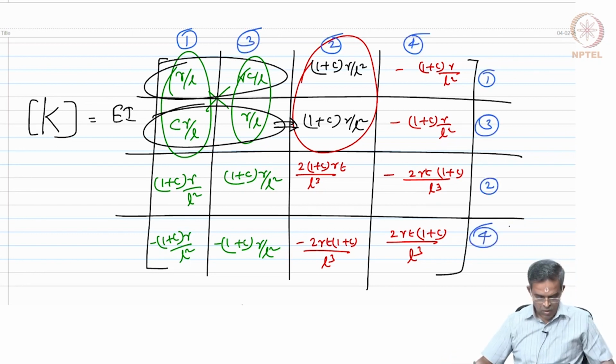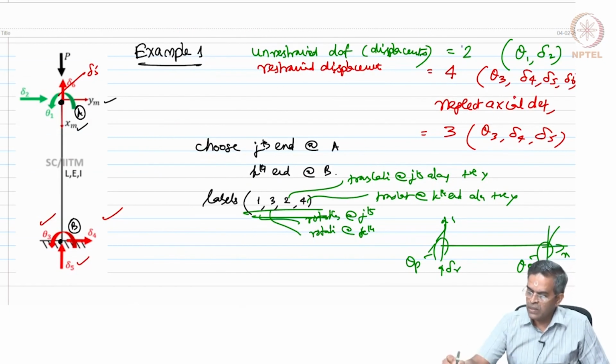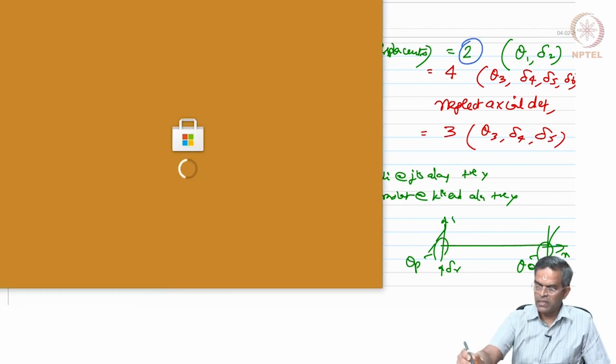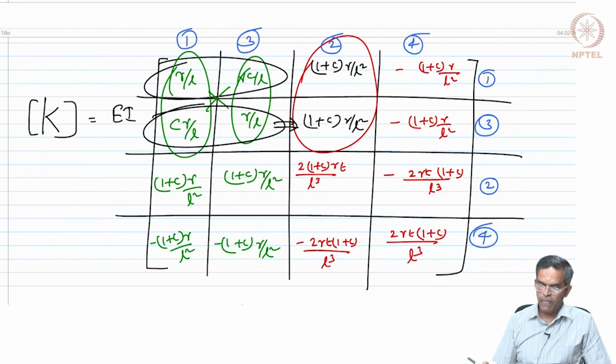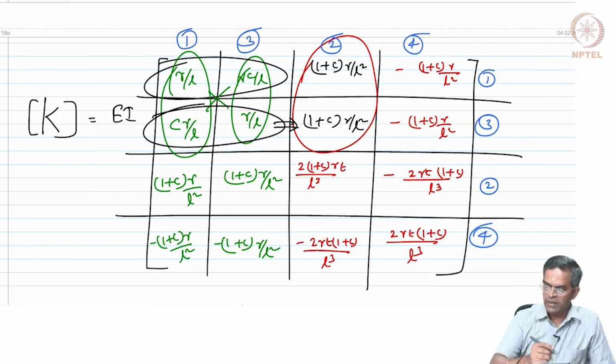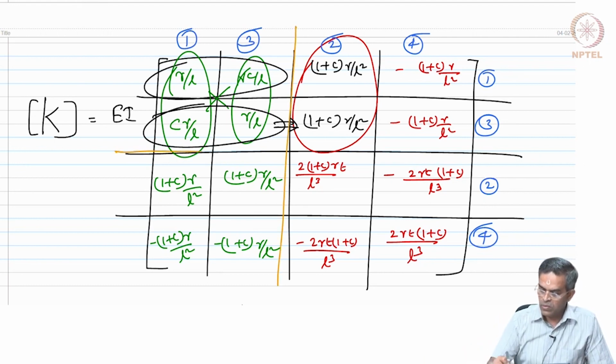Now, friends, please note this problem has 2 unrestrained degrees, is it not? So, therefore, I must partition this matrix at 2 by 2 to get my KUU. So, let me partition this matrix at 2 by 2, and this becomes my KUU, is it not?